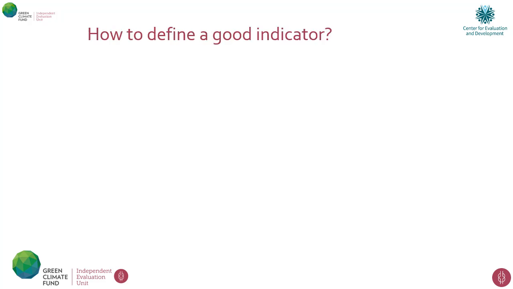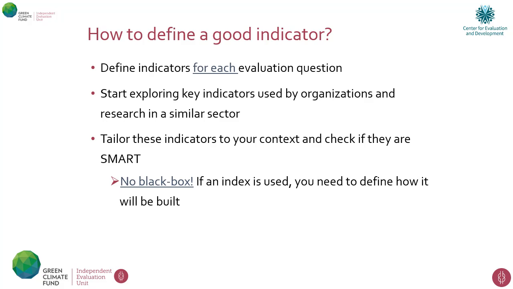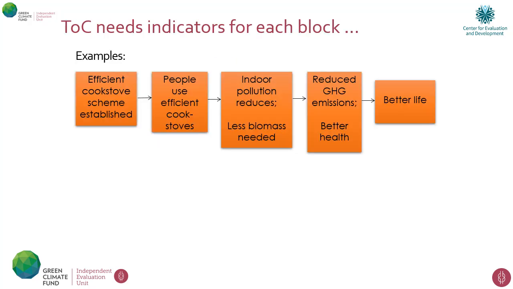So overall, you need to define indicators for each of your evaluation questions. To do so, you can start exploring key indicators that are used by other organizations and in research in a similar sector. Then you need to tailor these indicators to your context and check if they are SMART. Also, be careful of black boxes. If you decide to use an index, you should define clearly how it will be built. Finally, make sure that one indicator corresponds to a single level of your theory of change.